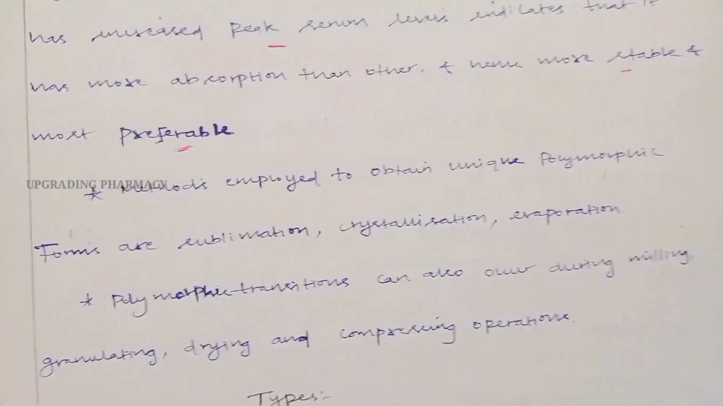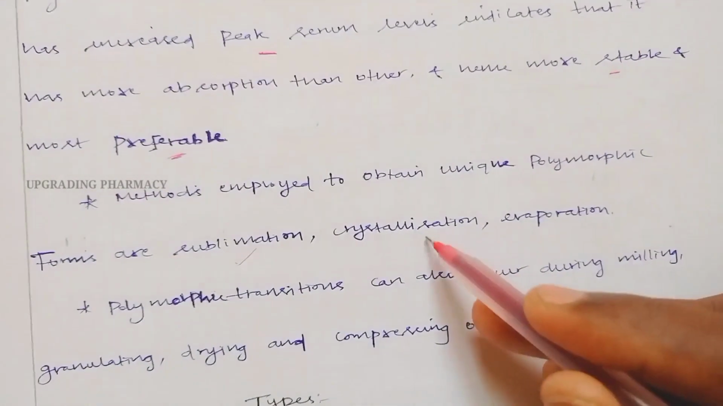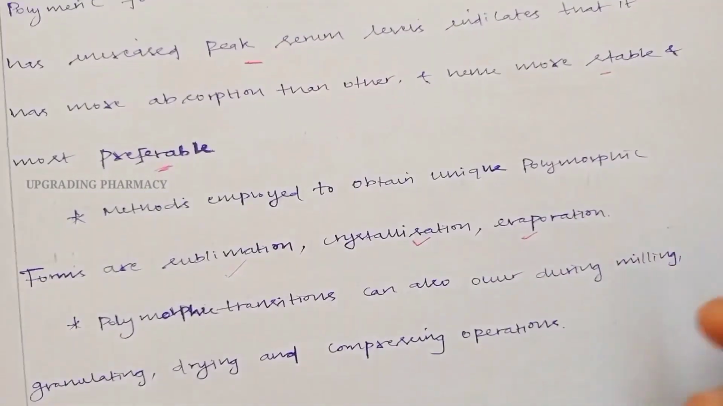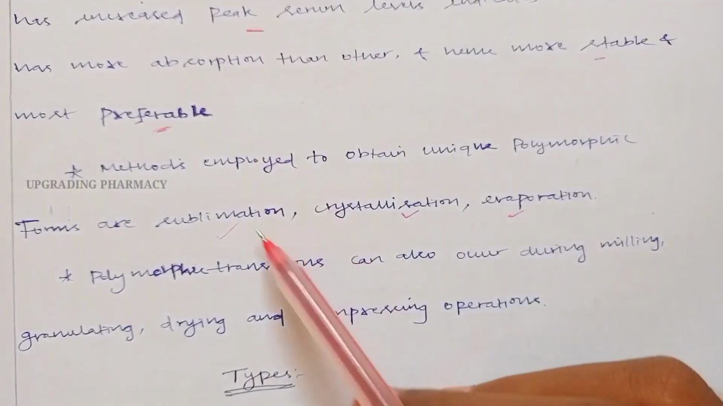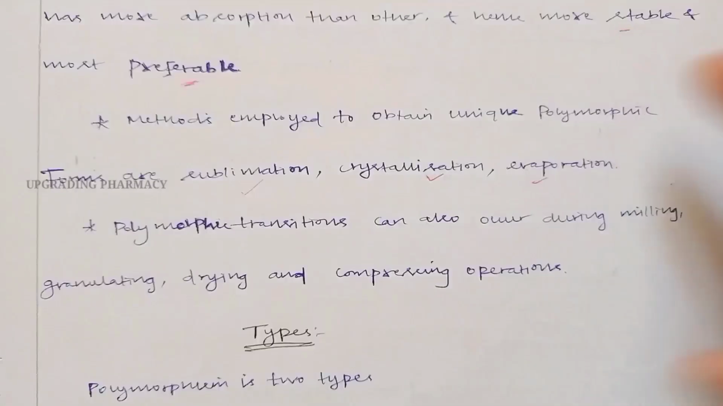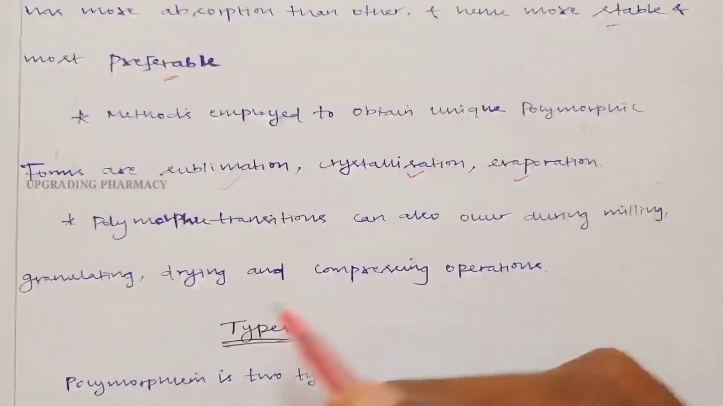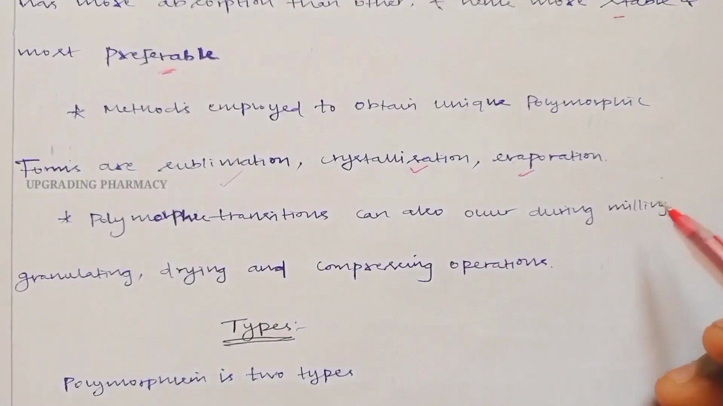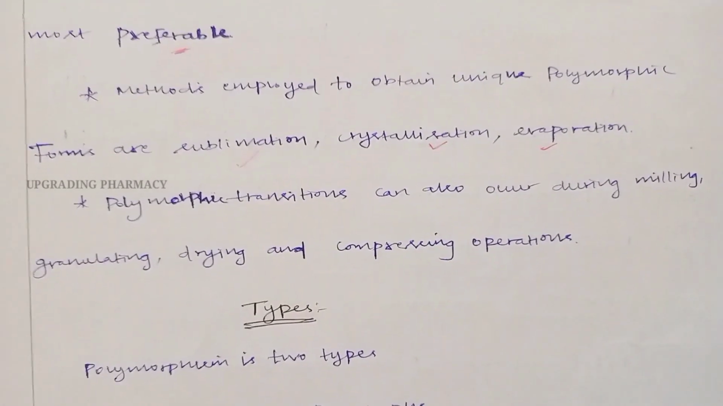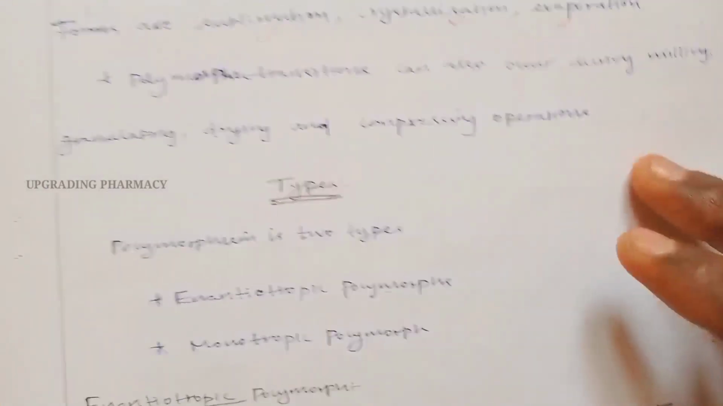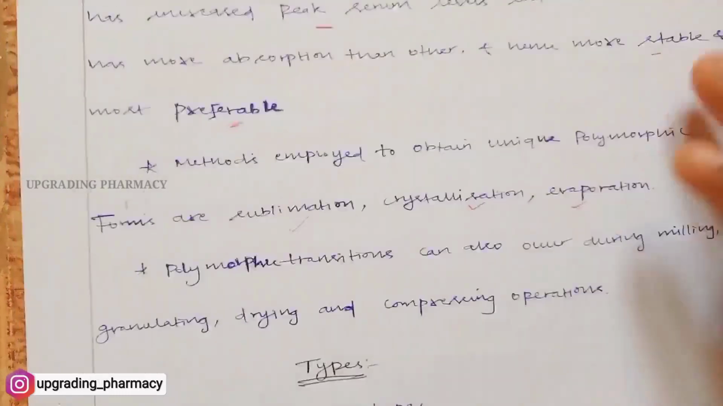So how can we obtain a particular structure? By sublimation, by crystallization, or by using evaporation, a unique polymorphic form can be obtained. These are some techniques to obtain particular polymorphic forms. Polymorphic transitions can also occur during granulating, drying and compressing operations, that is during the tablet manufacturing process, so these structure changes can also happen. These are some definitions as well as some points about polymorphism.